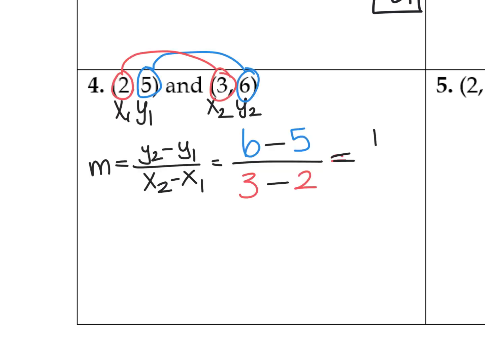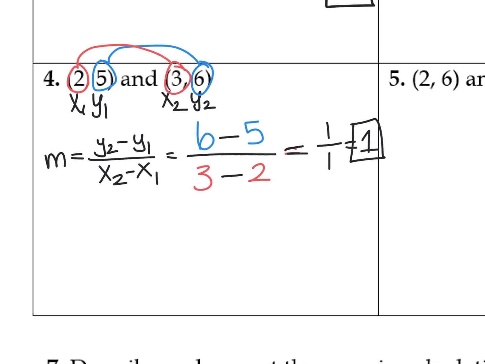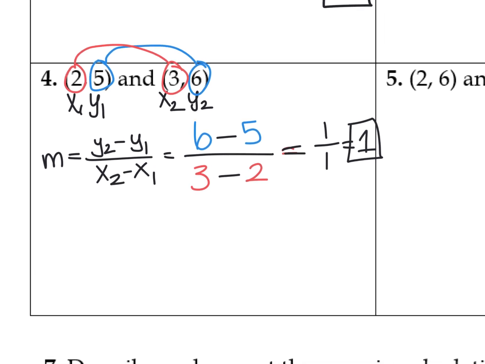Then we simplify. 6 minus 5 is 1. 3 minus 2 is also 1. 1 divided by 1 is just 1. So this would be the line that's really nice going through like the corner of each box. 1 over 1. Up 1 over 1.